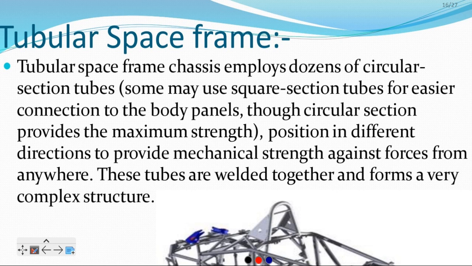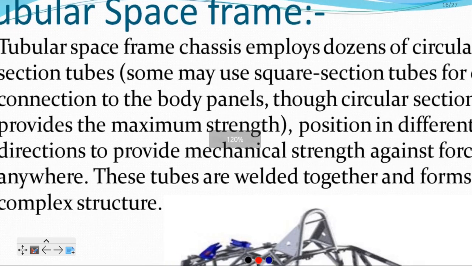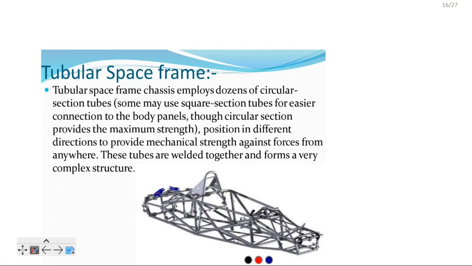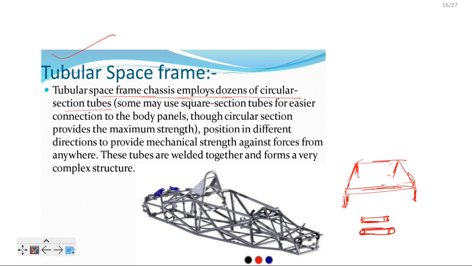Tubular space frame. So in the previous one, we understood the two-dimension body has a problem with loading, and that is absolutely true. So if we have a three-dimensional frame or three-dimensional body, the capacity to withstand the load will absolutely increase. So the tubular space frame chassis employs dozens of circular section pipes. We can use either bar or pipe. Tubular, as the name indicates, means we look into the tubular structure.